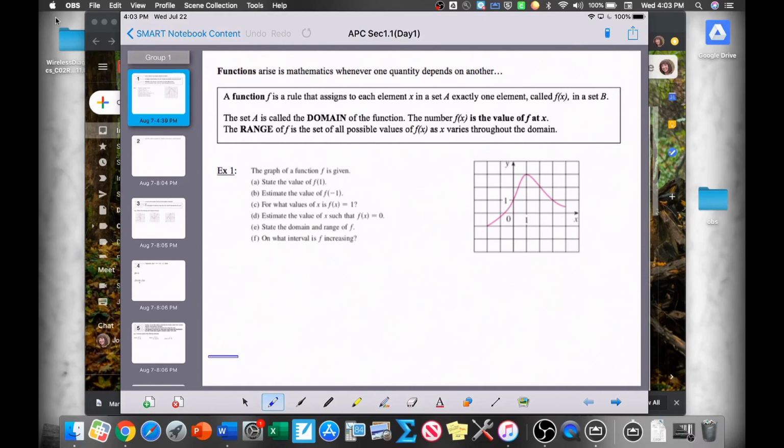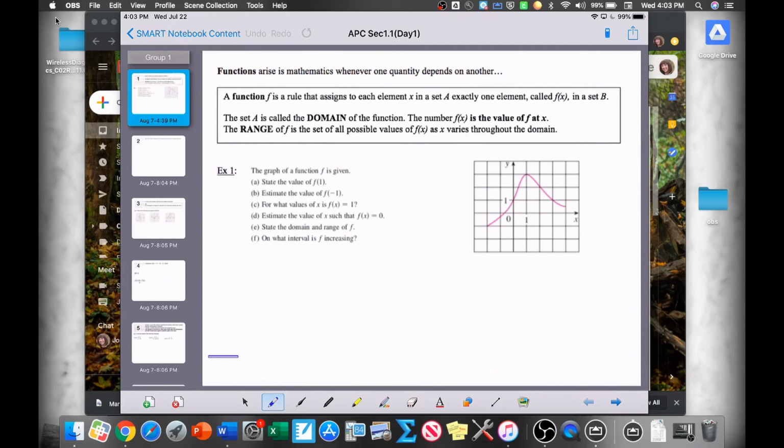The set A would be called the domain of the function. We think of this as usually our x values or our inputs. Then f of x, once we plug our x value in and do some work to it and get something out, is the value of our function at that given x. This is called the range of f, which is the set of all possible values of f of x as we vary x throughout our domain. We can look at functions in algebraic form, graphical form, and table form.